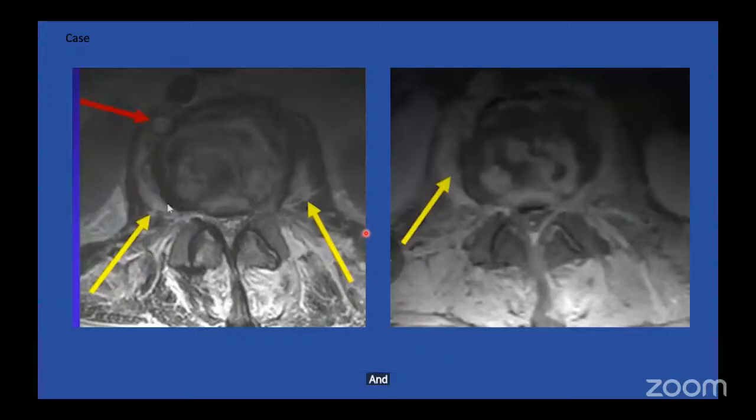And next case, somebody wants to take this. Iram, right? Yes. Hold on.